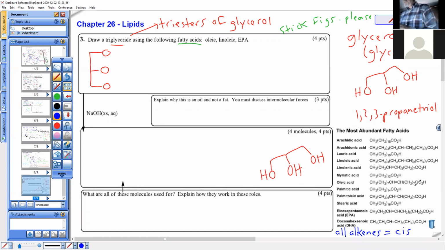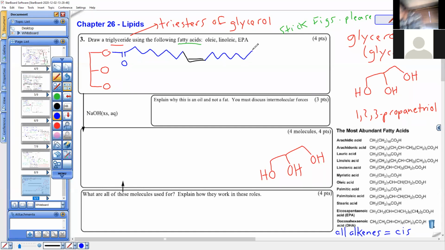Oh, we're under, I got a deadline now. Carbonyl. CH2, 1, 2, 3, 4, 5, 6, 7. Goes to a cis double bond. I like to do them this way. There's your cis double bond. Then CH2 7 more times. 1, 2, 3, 4, 5, 6, 7.